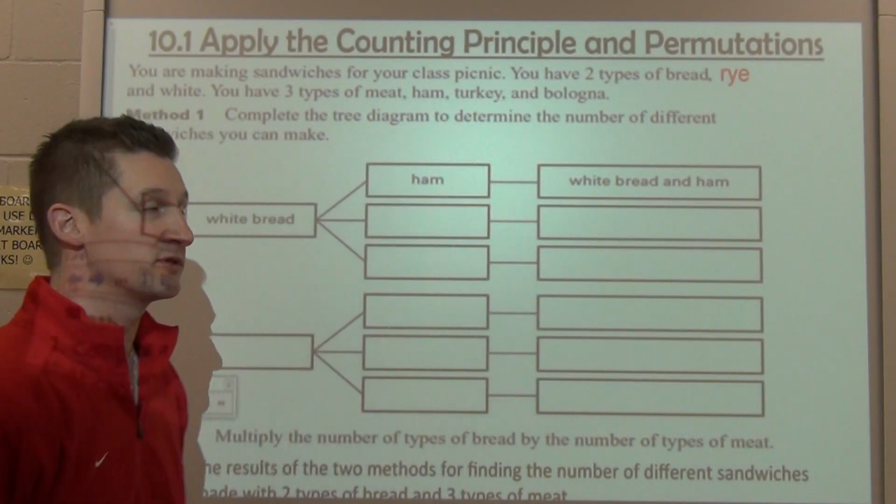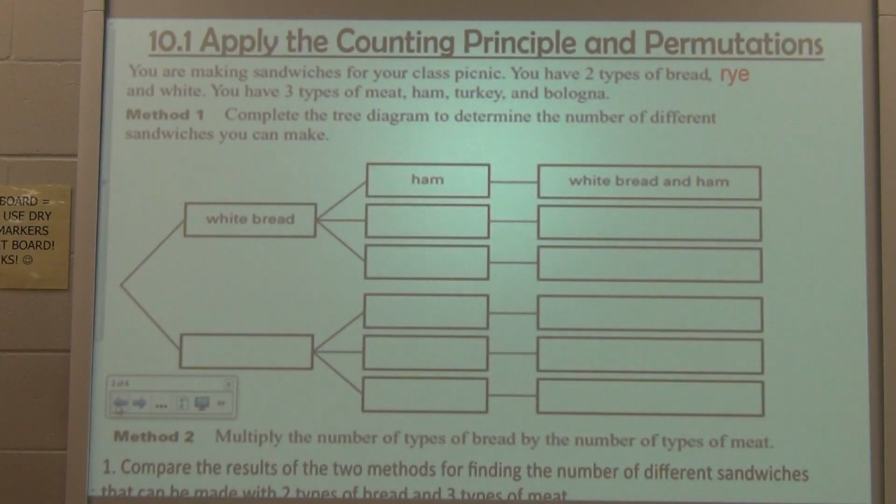So the first example says you're making sandwiches for your class picnic. Obviously something we're not doing right now as it's 10 degrees outside. But you have two types of bread, rye and white. You have three types of meat, ham, turkey, and bologna. Method one to figure out how many different sandwiches we can make is to complete this tree diagram. So I'm going to fill in some boxes for you.